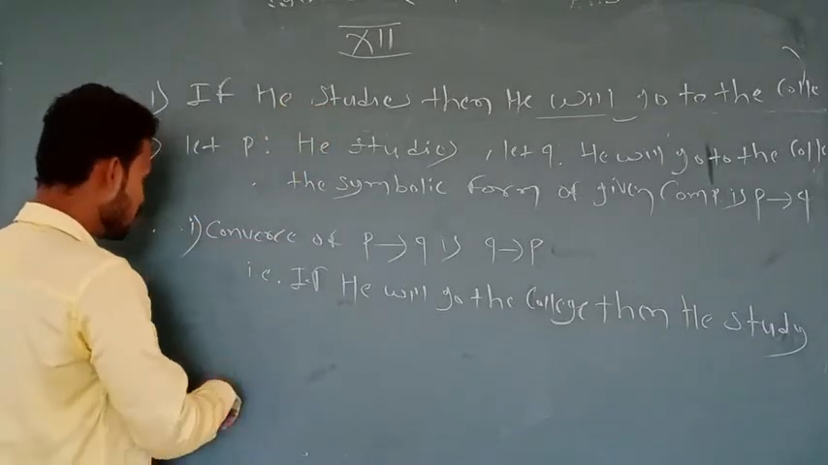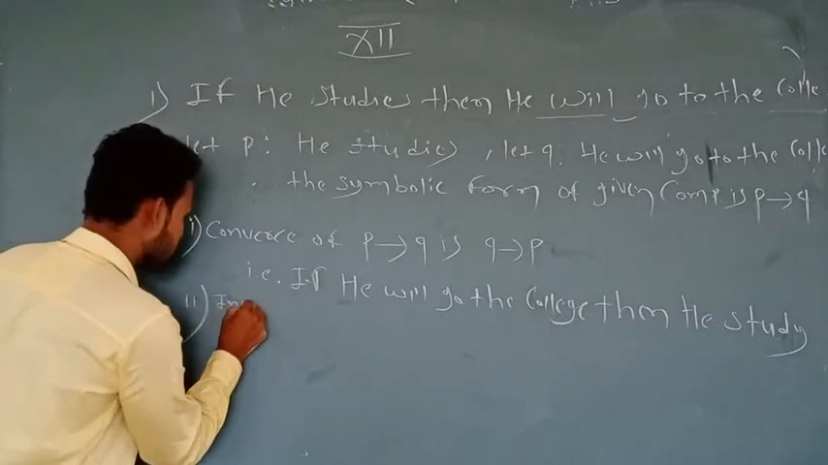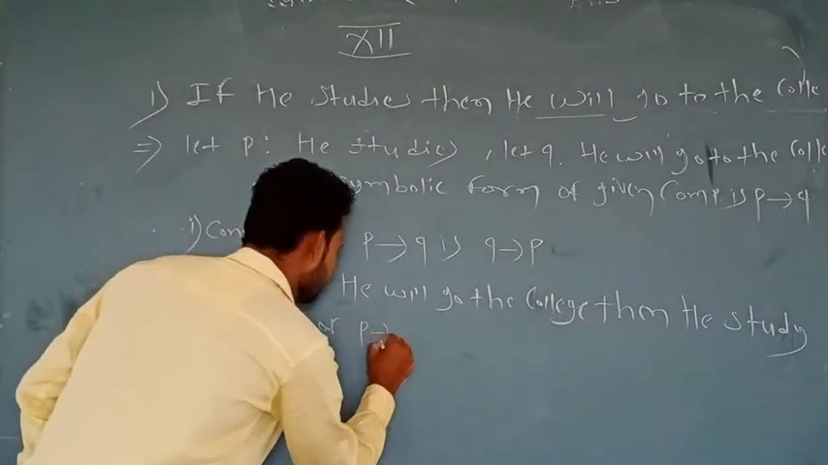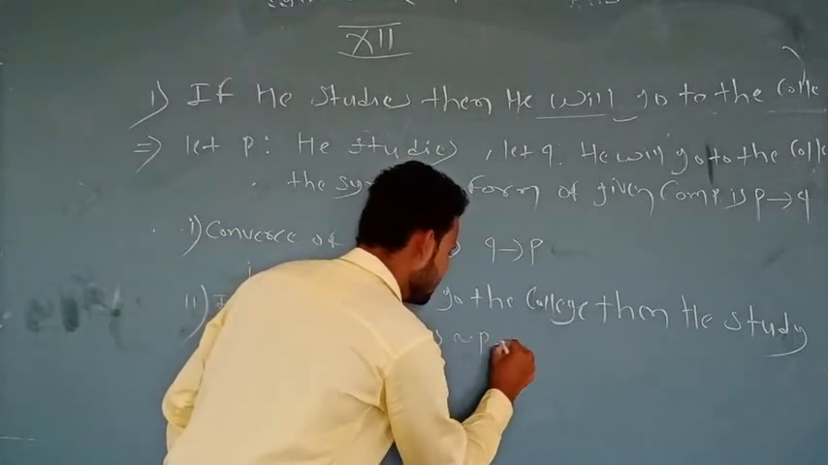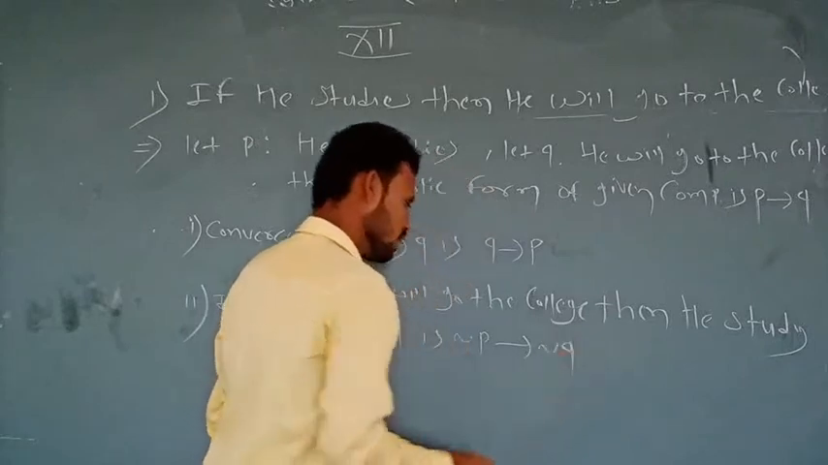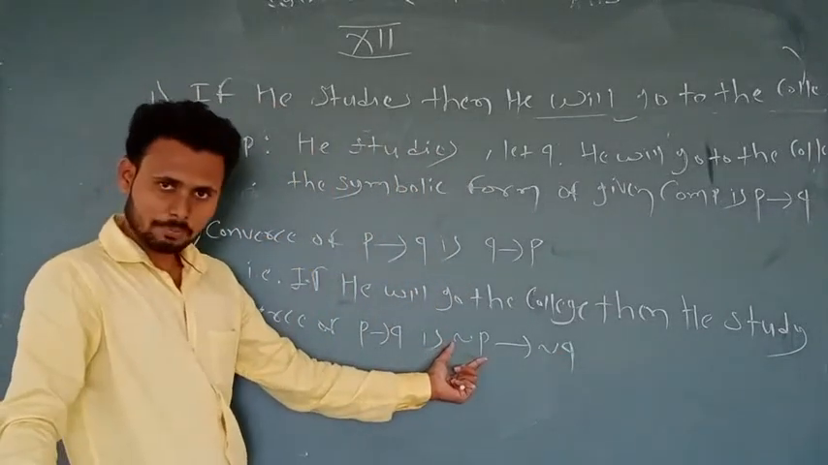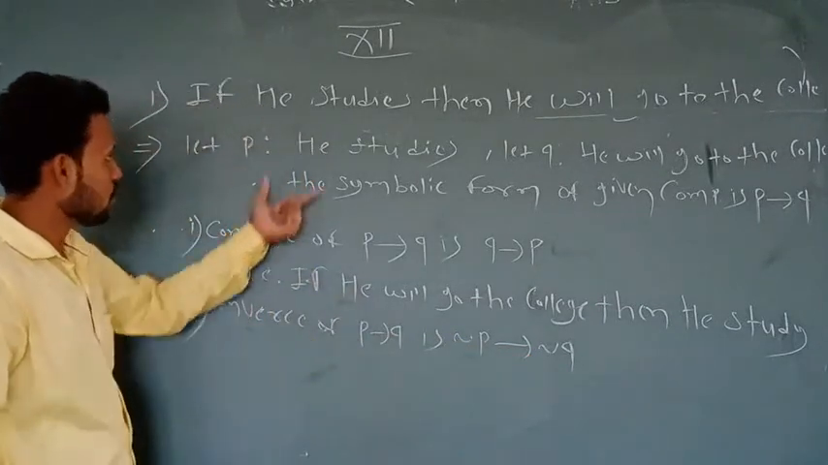The next one is inverse. The second one is inverse of P implies Q. What is the inverse? Negation of P implies negation of Q. It means if negation of P, then negation of Q, which is the required inverse of that statement.